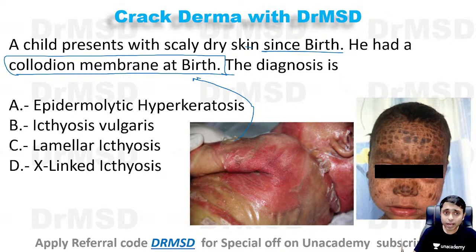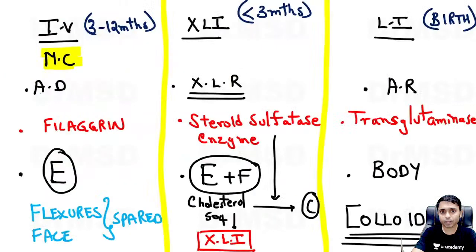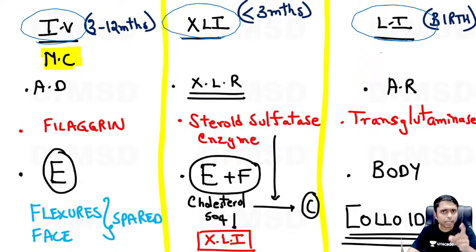So very good, those who answered it as lamellar ichthyosis, you are all right. So it is lamellar ichthyosis. So a few points about the types of ichthyosis: ichthyosis vulgaris, X-linked ichthyosis and lamellar ichthyosis. If you observe carefully, I have actually written them. I have actually compared them age-wise.